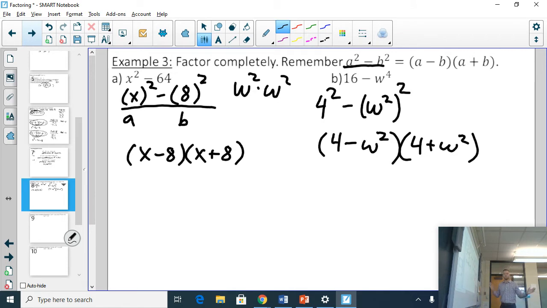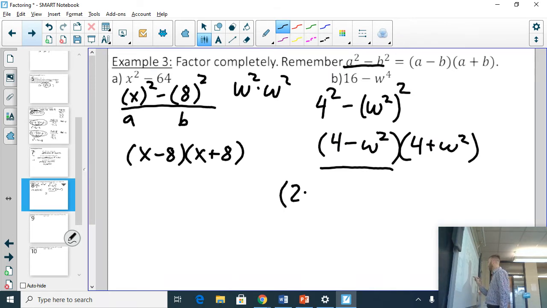And then you might say, oh, we're done here. But we're actually not done here because we have another difference of squares. If you notice, on this one, we have another difference of squares, right? So we can break that one up, and that'll be similar.